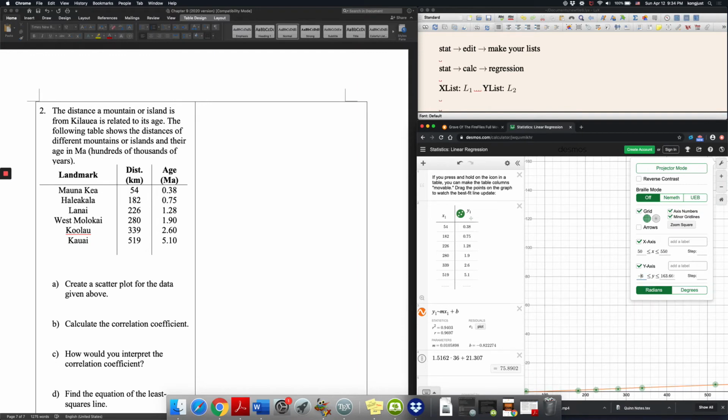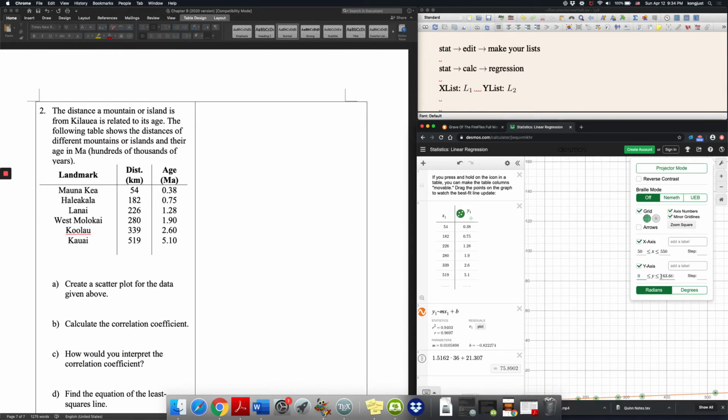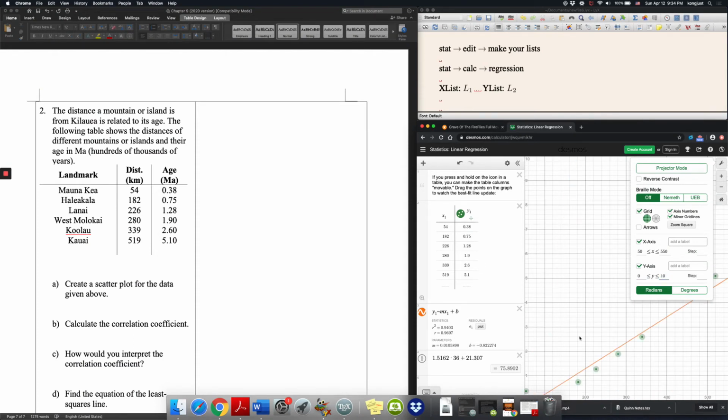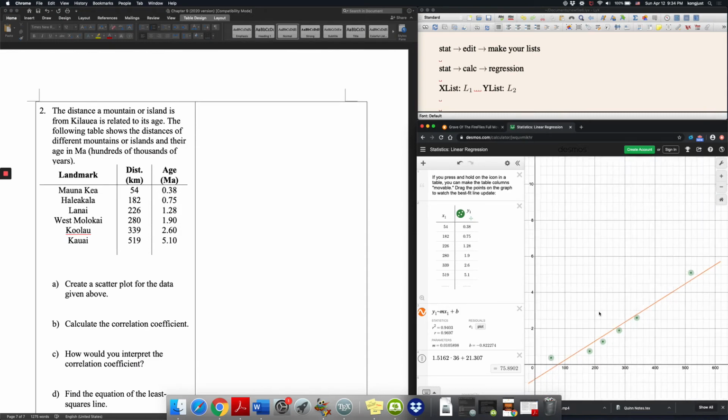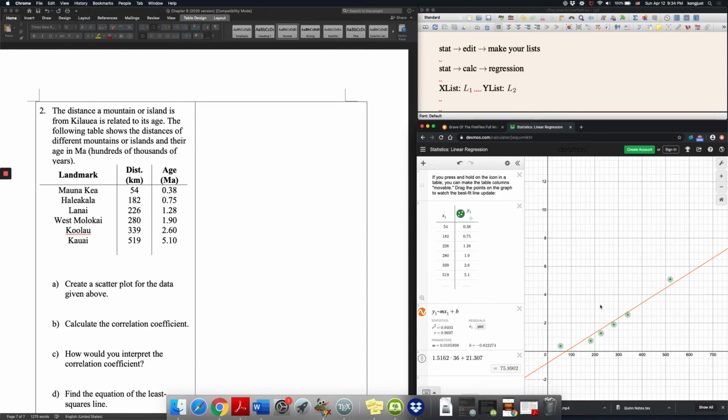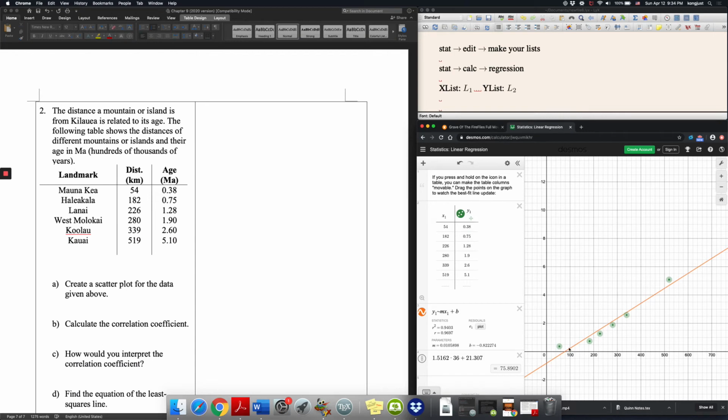And the y-axis, let's adjust similarly. Smallest value is 0.38, so why don't we just start at 0? And then the largest value is 5.1, so let's say, I don't know, 10. And let's just shift it a little bit. Okay, sweet. So that's the picture we get. Here's the regression line. Here's a scatter plot. Part A is done. The scatter plot is those green dots.